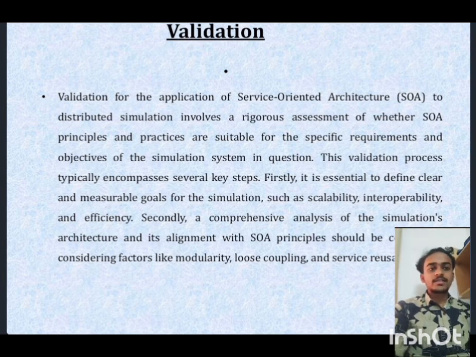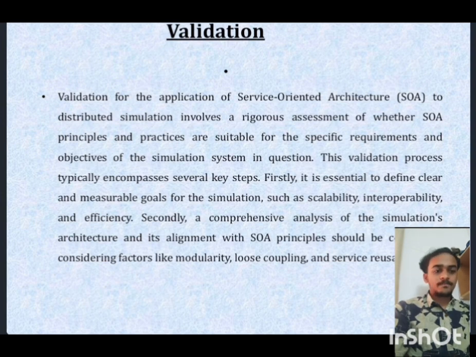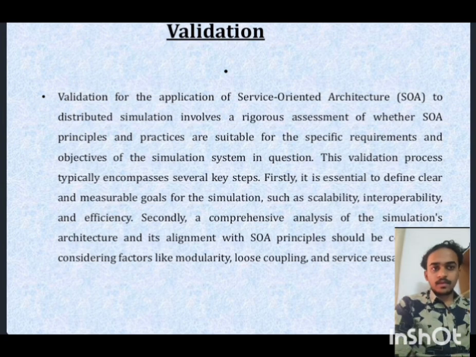Validation for the application of service-oriented architecture to distributed simulation involves a rigorous assessment of whether SOA principles and practices are suitable for the specific requirements. It is essential to define goals for the simulation, such as scalability, interoperability, and efficiency, and to assess the simulation architecture and its alignment with the SOA principles. Conclusion.